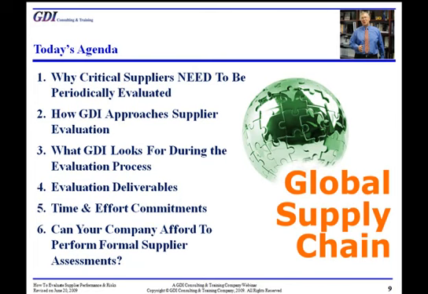Third, we also are going to share with you what we look for during the evaluation process. As I indicated before, we have identified 19 areas of risk that a supplier creates for our client companies, and we're going to talk about what we look for within those 19 categories. We're going to talk about what deliverables from an evaluation should be. It shouldn't just be a one-page trip report. There's a lot of details that should come out of one of these evaluations.